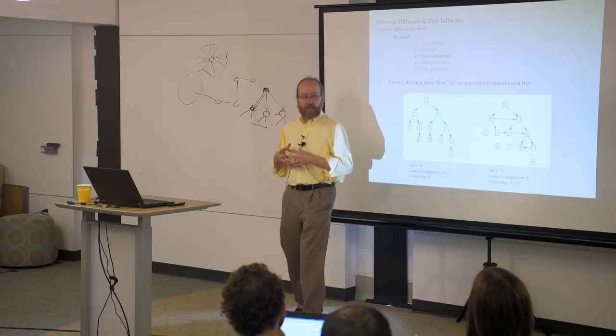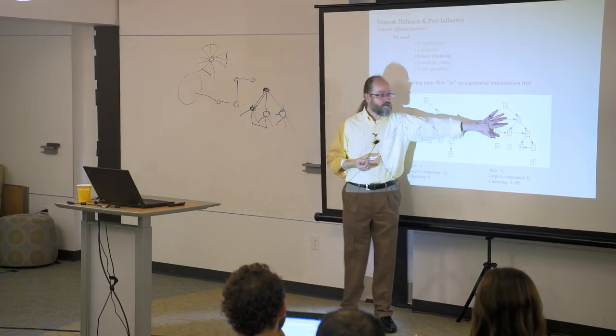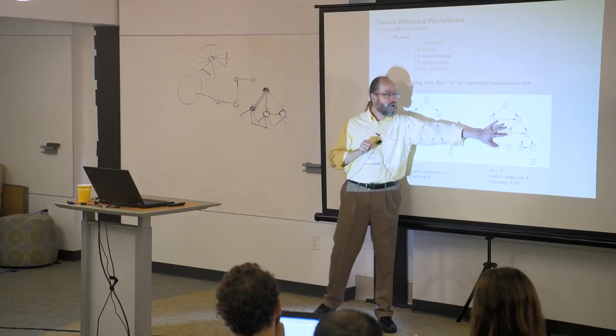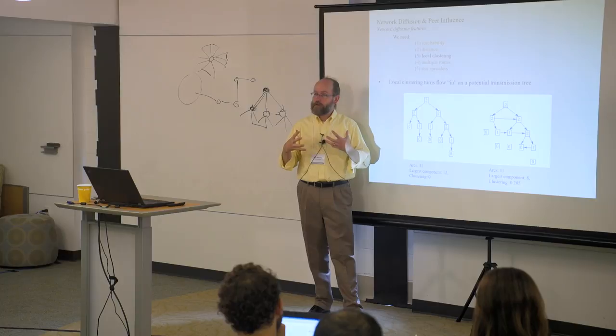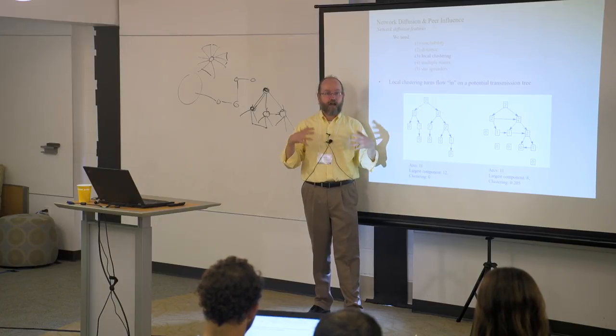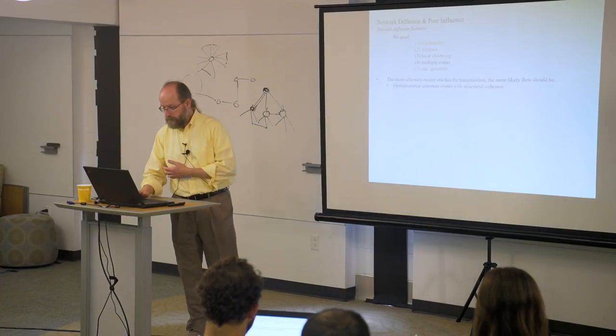So local clustering, for the same density graph, the same number of edges on the graph, creates local pockets of reinforcement where the disease or whatever will spread quickly, but it constrains the number of people you reach, whereas open broad networks reach lots of people, but it's a fragile reach, right? It needs high probability for the spread to go.